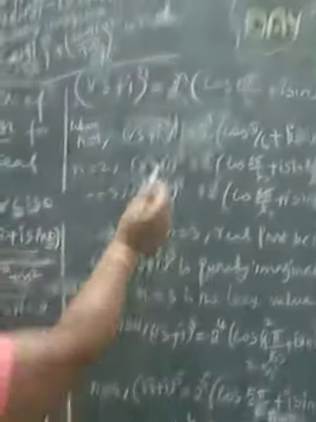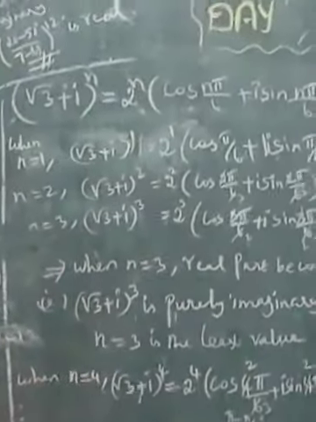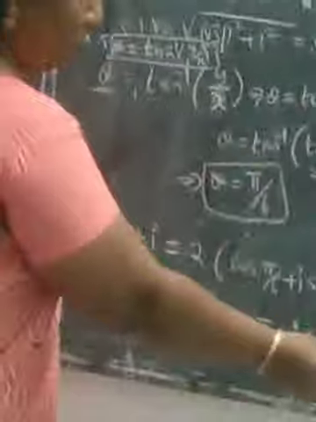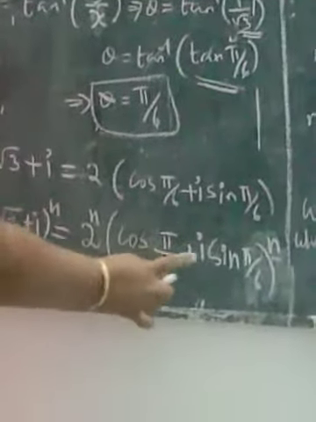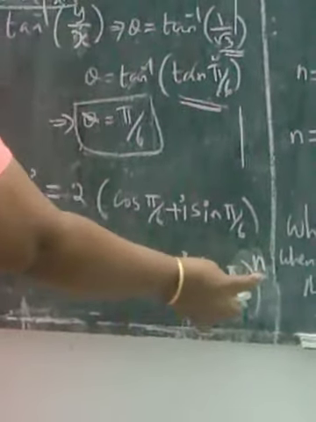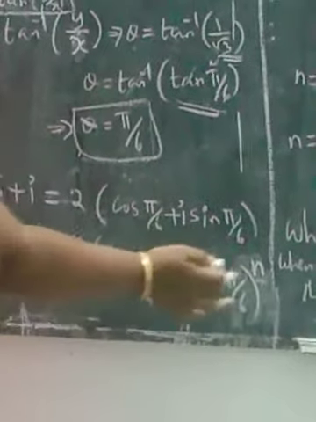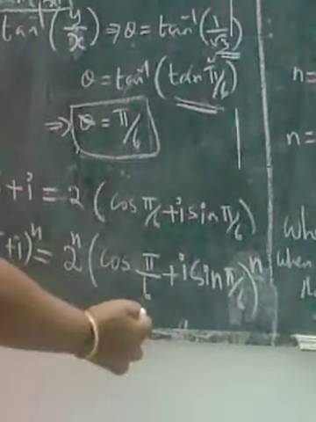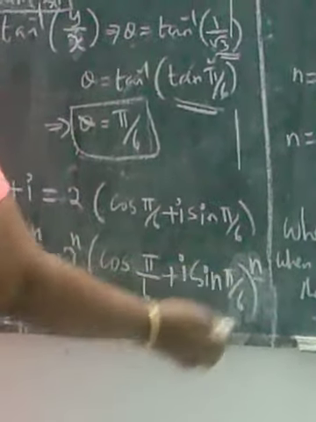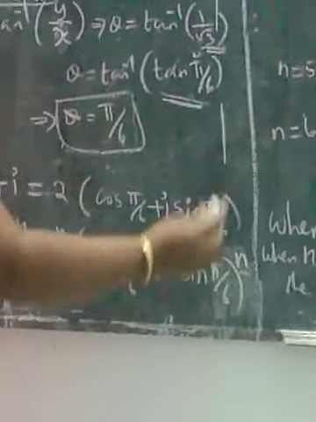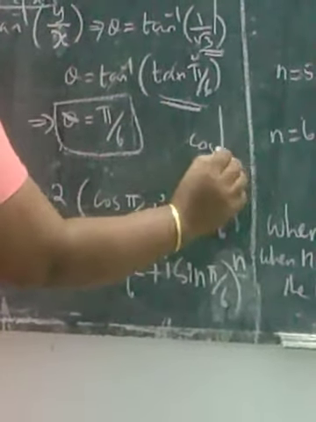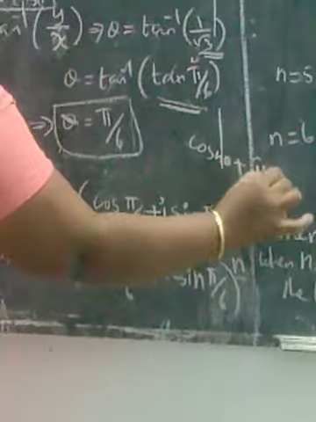Next, De Moivre's theorem. What does De Moivre's theorem mean? See here, power n now, (cos θ + i sin θ)^n. For any integer n, we write (cos θ + i sin θ)^n is equal to cos nθ + i sin nθ. This is De Moivre's theorem.